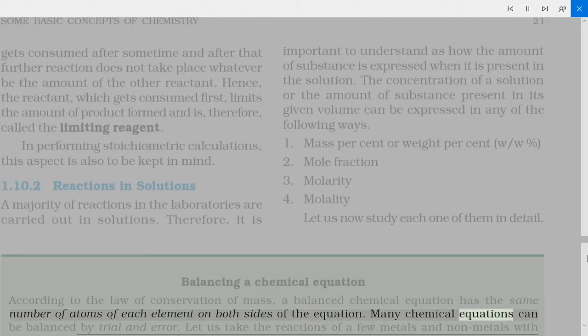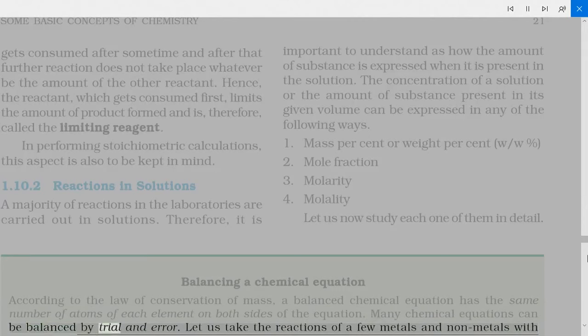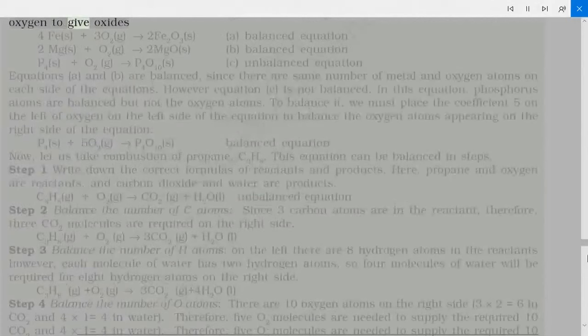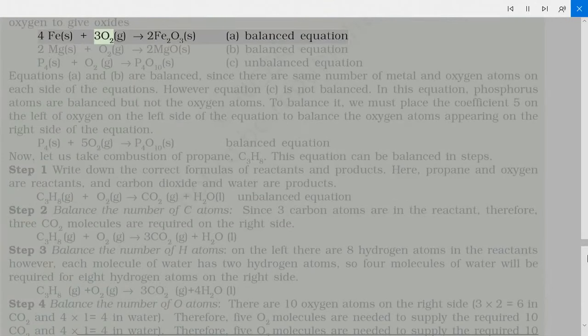Many chemical equations can be balanced by trial and error. Let us take the reactions of a few metals and nonmetals with oxygen to give oxides. 4Fe(s) + 3O2(g) → 2Fe2O3(s), A. Balanced equation. 2Mg(s) + O2(g) → 2MgO(s), B. Balanced equation. P4(s) + O2(g) → P4O10(s), C.